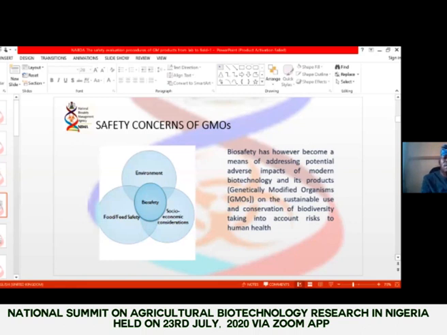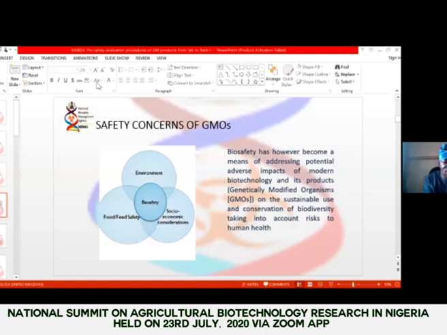What are the safety concerns of genetically modified organisms? The safety concerns are in the area of environment, food safety, and socio-economic considerations. The environmental concerns include: will genetically modified organisms, when released into the environment, become super organisms or super weeds? Will they become invasive? Will they become dominant that other organisms cannot survive within the environment?